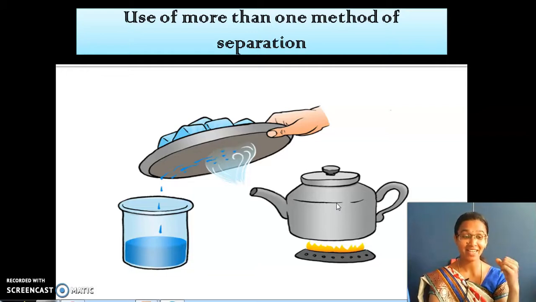Now we have separated sand by filtration. And then what is that? We got salt by evaporation and water by condensation. Here we have applied how many methods? Three methods for separation. So that is the topic, use of more than one method of separation. Here we have used three methods of separation to separate a mixture of sand, salt and water. Now if I give you some other examples, are you able to separate them?